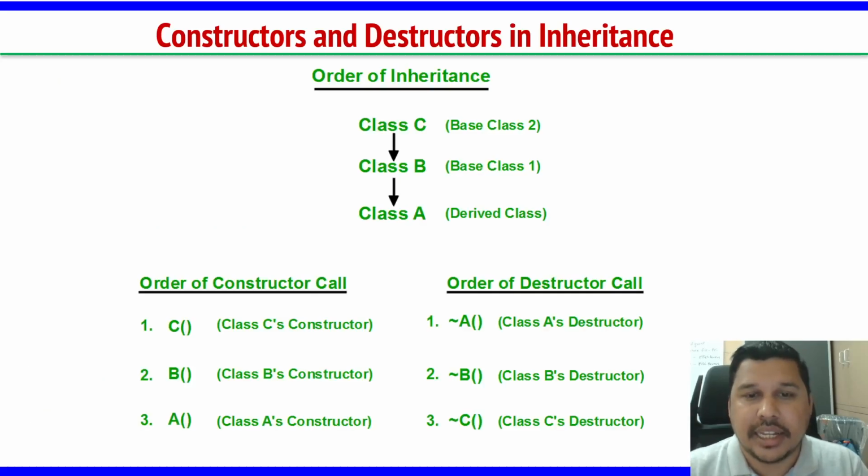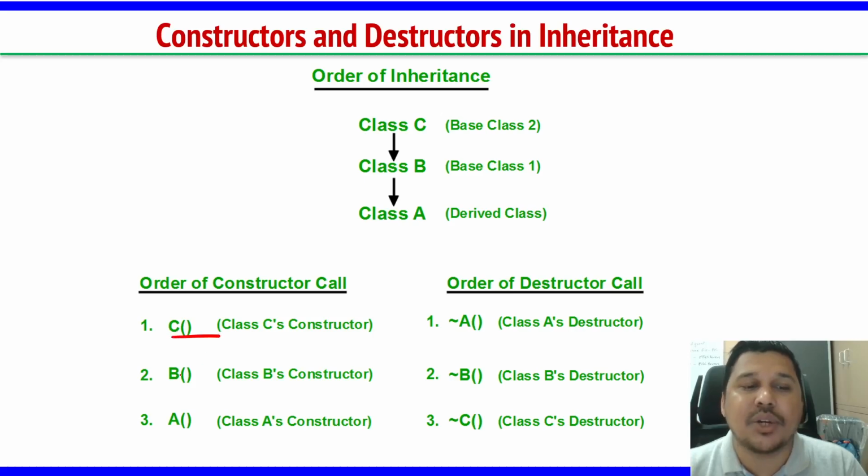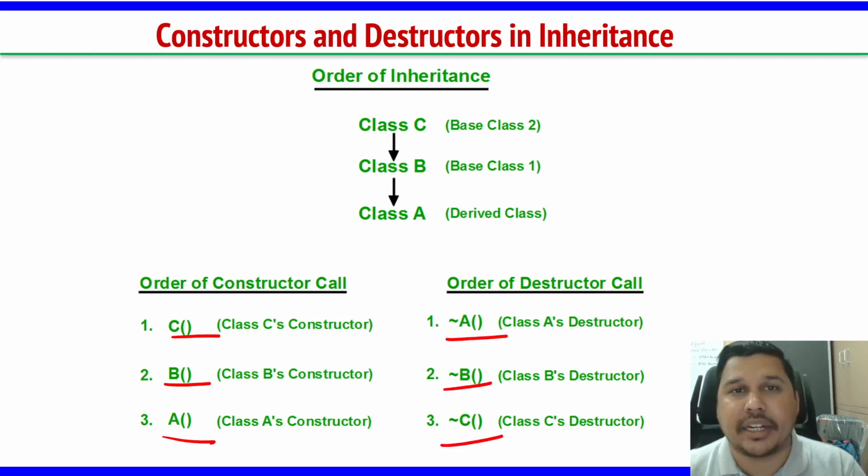Here we have seen this example. If we have an inheritance like this, first the parent class will execute, then the child, then the subchild will execute. Whereas destructors go in reverse order. First it will execute the grandchild class destructor, then its parent, and then its grandparent. In reverse order it does.